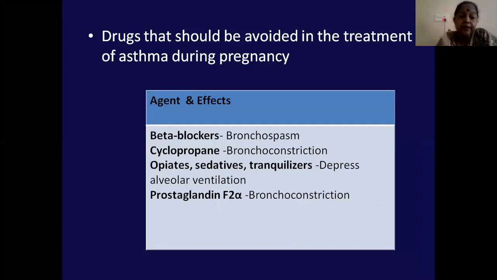One thing you should always remember whenever you are treating a patient of asthma: you should not give beta blockers. It can lead to bronchospasm. Cyclopropane as an anesthetic agent can also lead to bronchoconstriction. Opioids, sedatives, tranquilizers also depress alveolar ventilation. And of course, whenever the patient has a PPH, we always ask her for any history of asthma. Prostaglandin F2 alpha also leads to bronchoconstriction. So these drugs should be avoided whenever the patient is asthmatic.